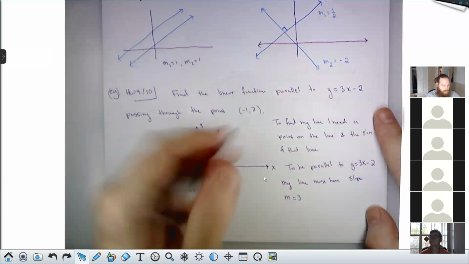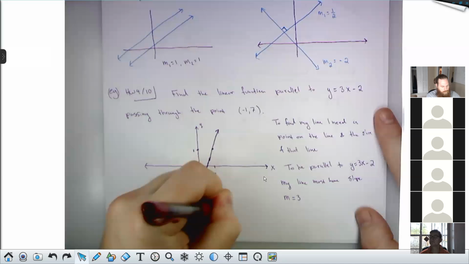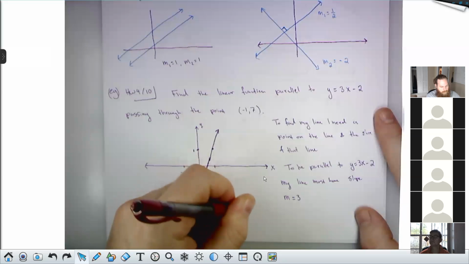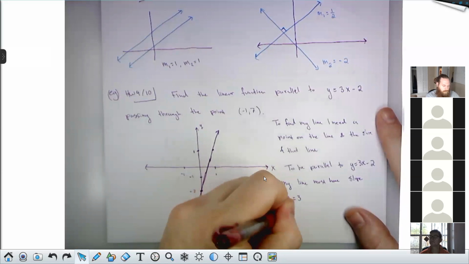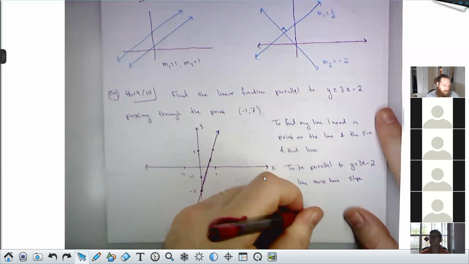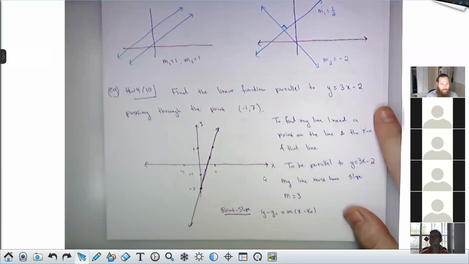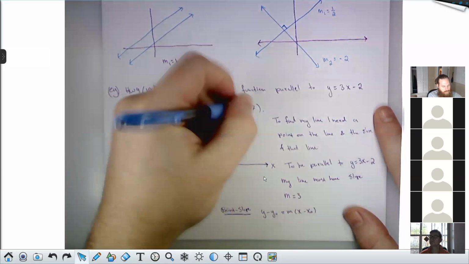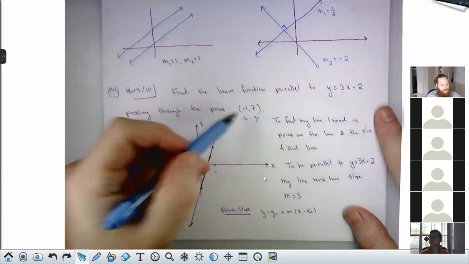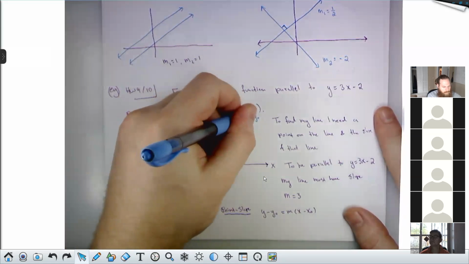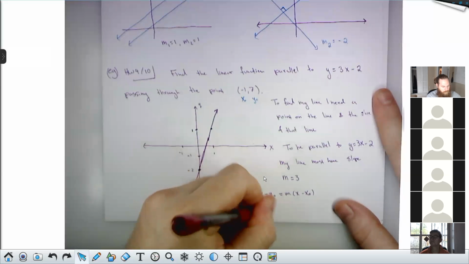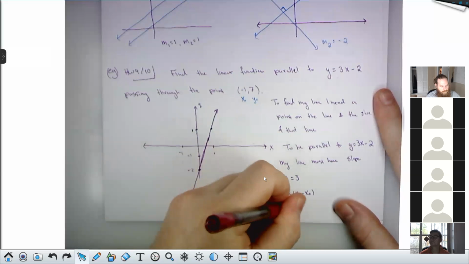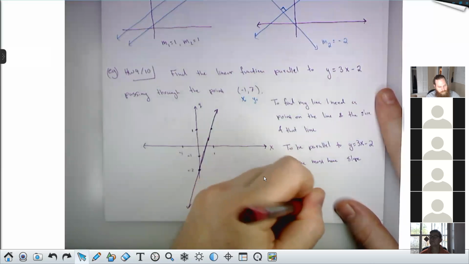And that's it. This is really all we need, because now we can use our point-slope form: y minus y0 equals m times x minus x0, with this point as x0, y0, because my line has to go through this point, and this slope, because my line has to be parallel to this line. So my line would be y minus 7 equals 3 times x minus -1.